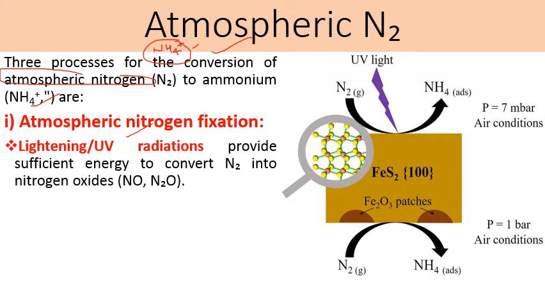The first method is non-biological nitrogen fixation, that is the physical method of nitrogen fixation, which involves lightning or UV radiation. As we know, molecular nitrogen is formed when two nitrogen atoms combine at standard temperature and pressure with the help of a triple bond. To break it, a very large amount of energy is needed so that the triple bond breaks and they are separated. Then they will combine with oxygen and hydrogen.